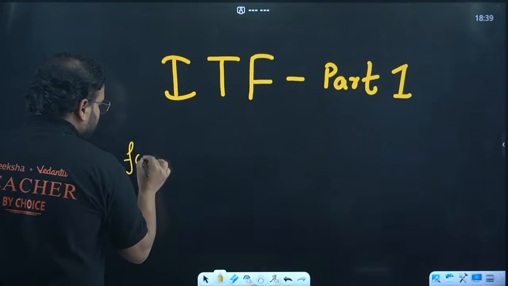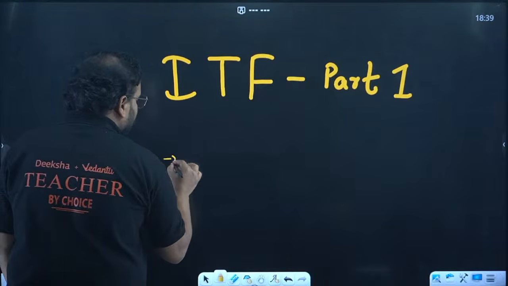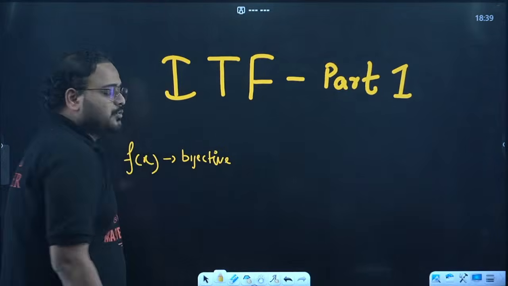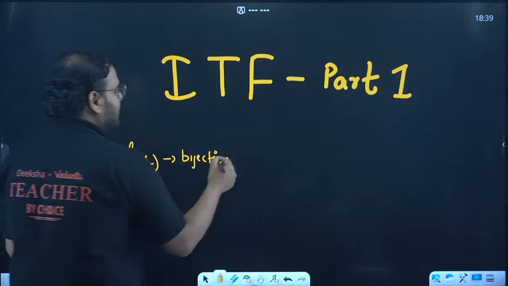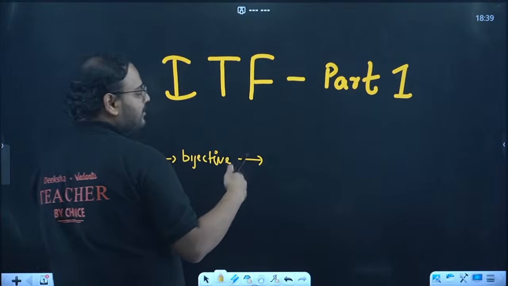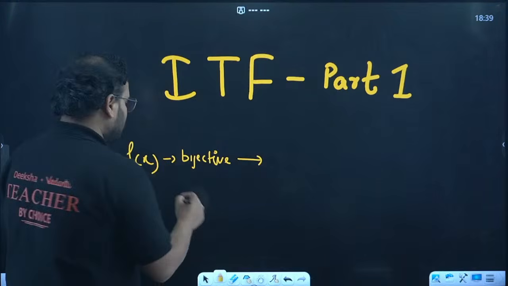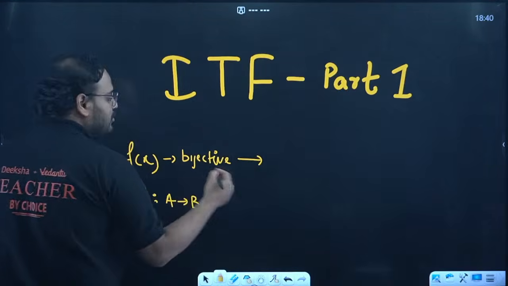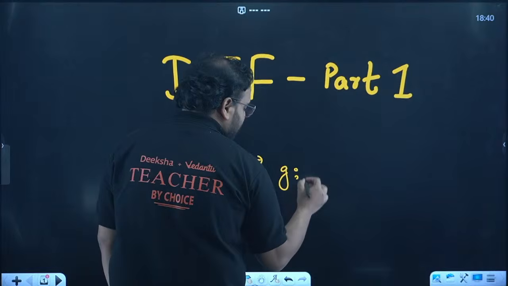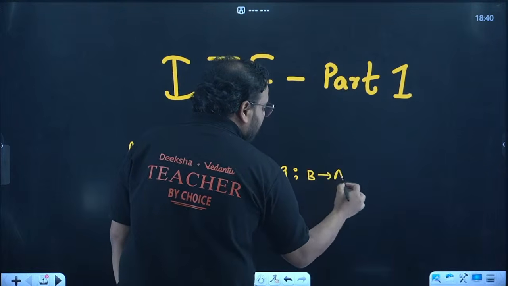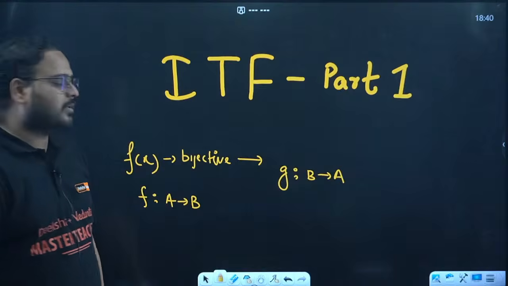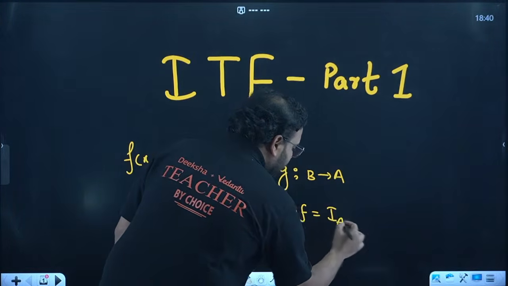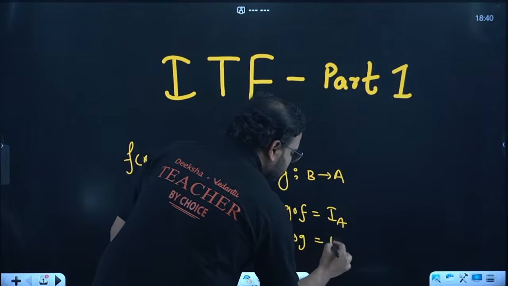If the function given to us is bijective, so for any given function, if it is proven to be bijective, then we can try to find a function g. Let's say the function f is defined from set A to B, then we try to find the function g which is defined such that the domain and range are swapped, and of course the GOF becomes IA and the FOG becomes IB.